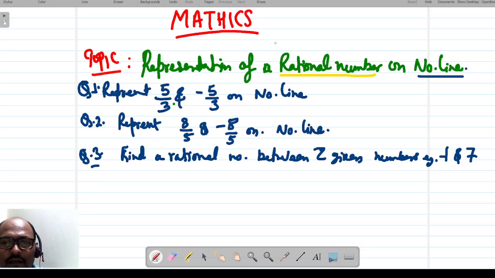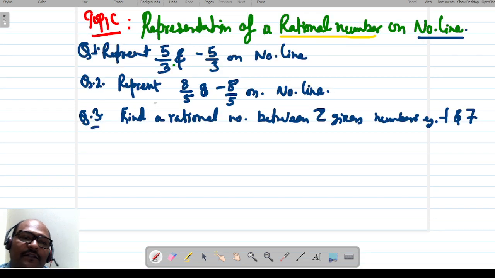And today we will learn how rational numbers are represented on the number line and how to find a rational number between two given numbers, two given integers. Okay, so let us find out. Here I have mentioned the topic, the representation of rational numbers on the number line, and we have taken three questions as examples. We will solve these questions and try to understand the main concept behind this. So happy learning. Let us start now.